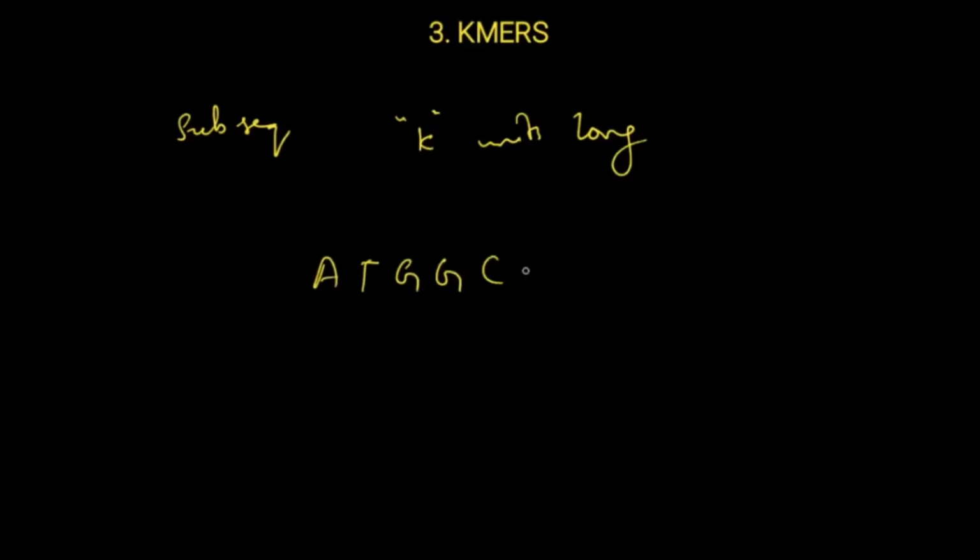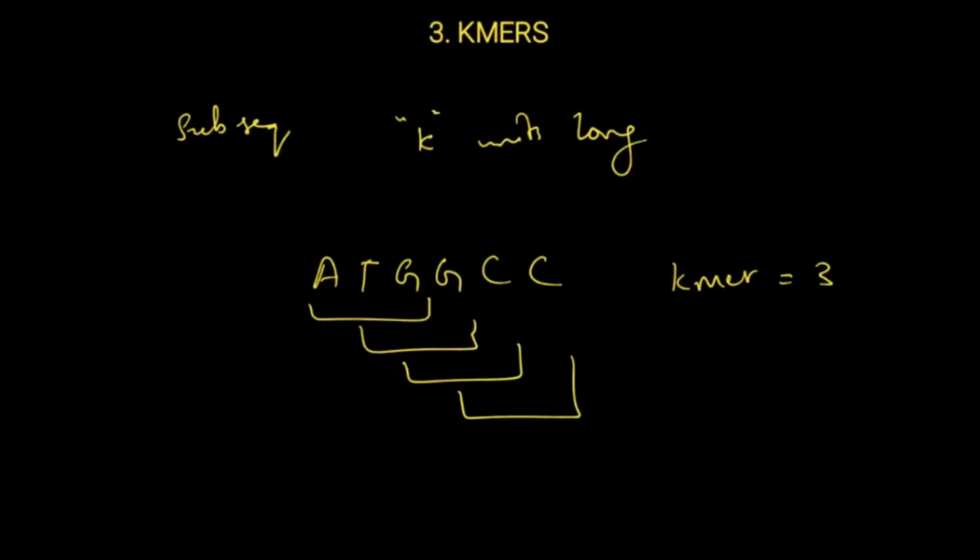K-mers are subsequences of a sequence that are k units long. So if we consider this sequence ATGGCC and we define a k-mer of, say, 3, we get 4 subsequences.